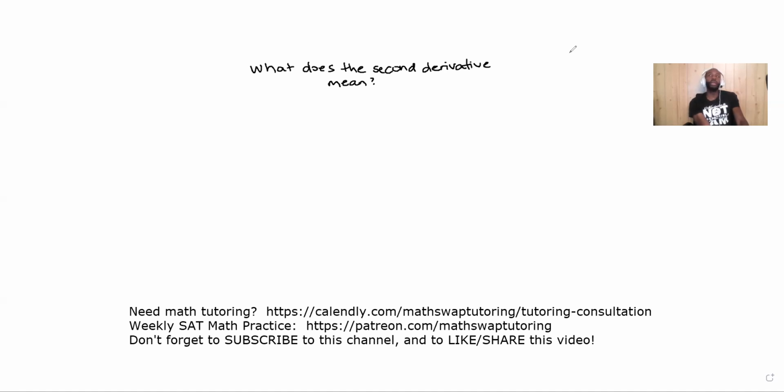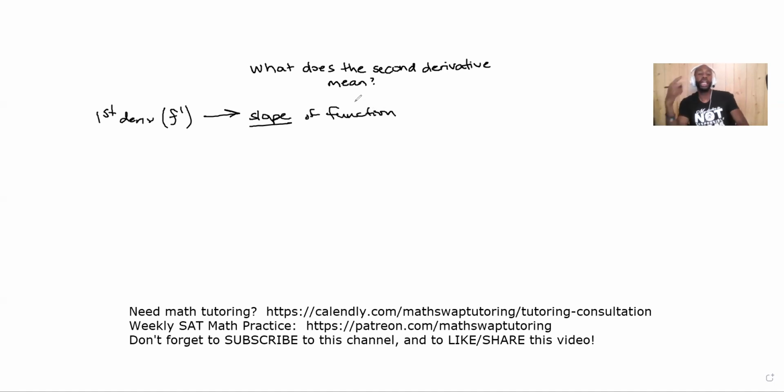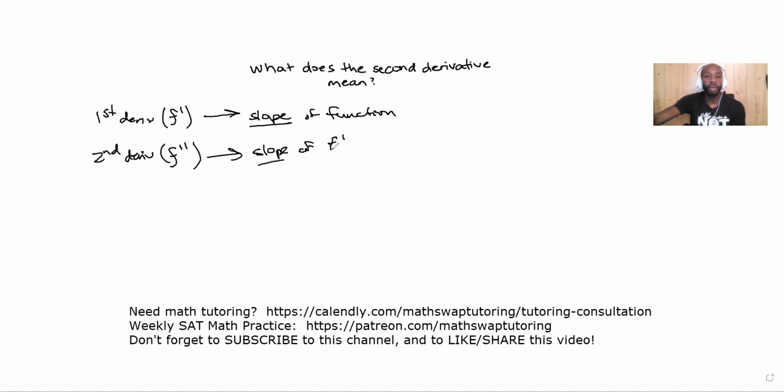So first of all, think about this. We know that the first derivative, and let's write this down, which we can also denote as f prime, is the slope of the original function. With the second derivative, you take the derivative of the original function once and then you take it again. So if the first derivative is the slope of the original function, the second derivative, which is denoted by f double prime, is the slope of f prime, the first derivative.